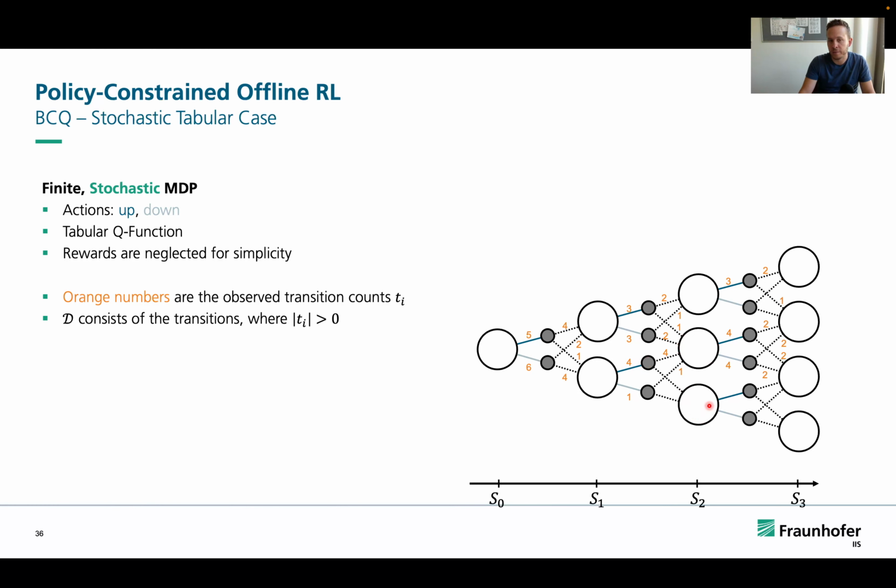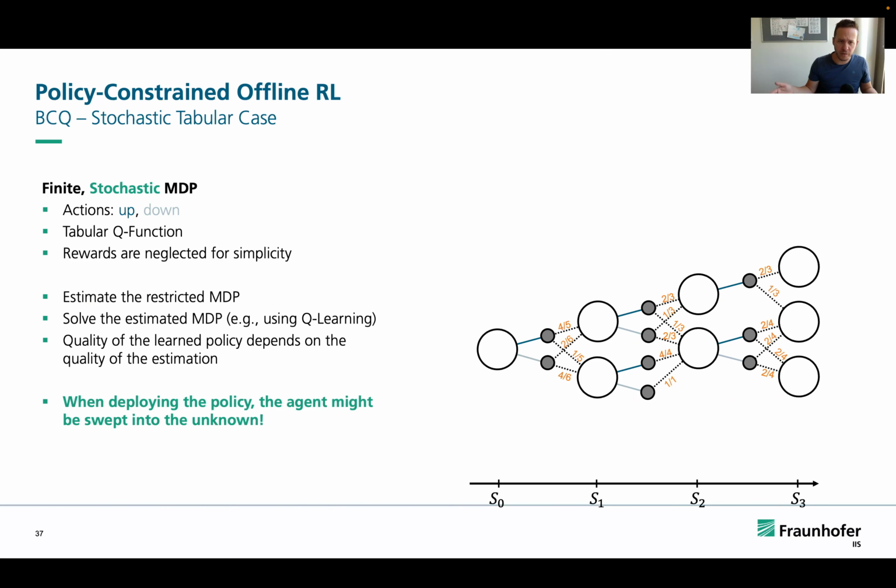really visited this state. And if you now use the data that you have in your transitions and you estimate the restricted MDP, and you solve the estimated MDP using Q-learning in here, the resulting agent, so it really depends on the number of data and your diversity in your data. But depending on the quality of the estimation of your MDP, it might happen that if you deploy this agent, it might actually be swept into the unknown.